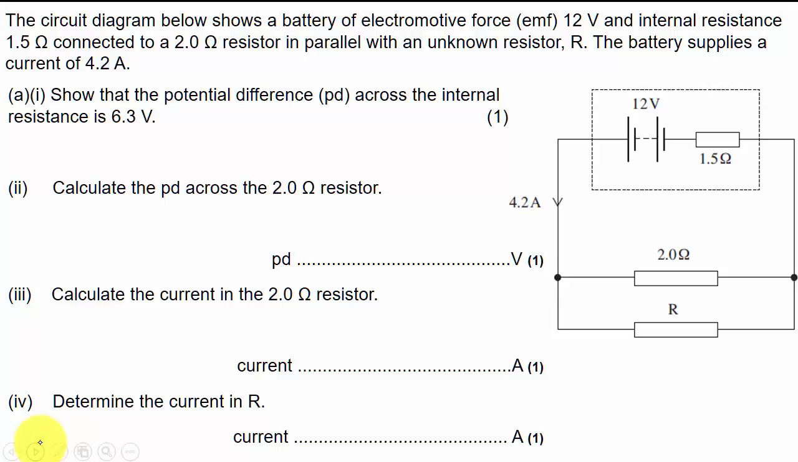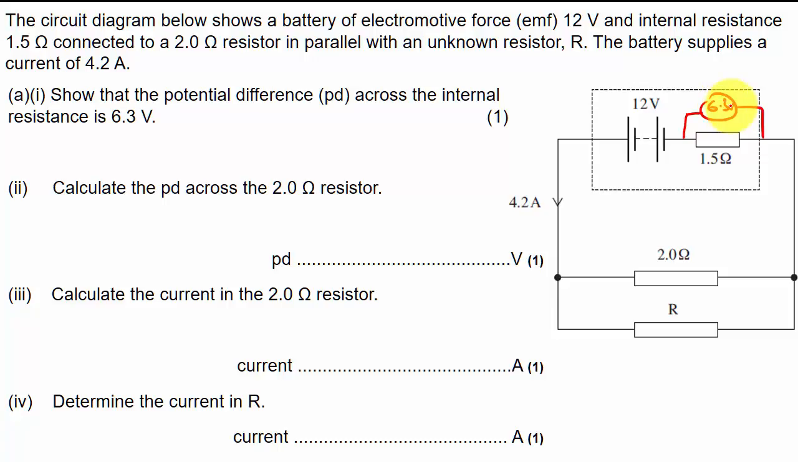So here's our circuit diagram. We've got an EMF of 12 volts, an internal resistance of 1.5 ohms, a 2 ohm resistor and an unknown resistor R. The battery supplies a current of 4.2 amps. Show that the potential difference across the internal resistance is 6.3 volts. So we're to show that the voltage across this here is 6.3.